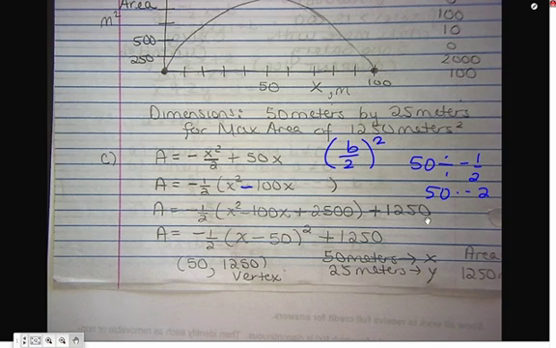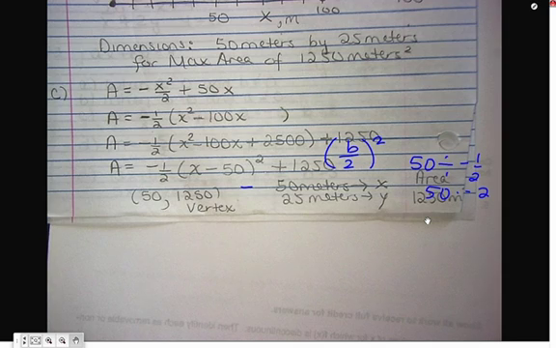So your max is real easy to get. I know it's a max because it opens down, because the leading coefficient is negative. So I find out that it's 50 for x, 50 meters, 1,250 meters squared for area, and then I can find the y.